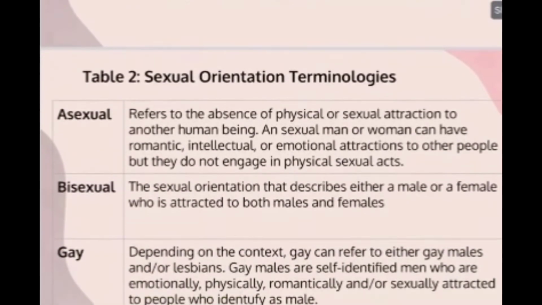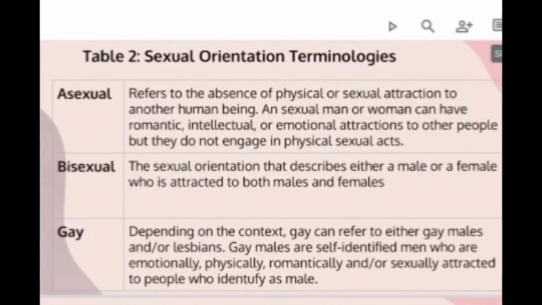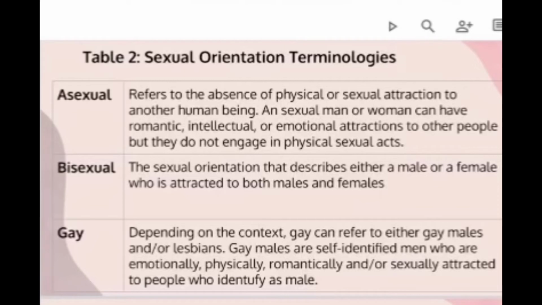And now we have the sexual orientation terminologies. First we have the asexual. Asexual refers to the absence of physical or sexual attraction to another human being. An asexual man or woman can have romantic, intellectual, or emotional attractions to other people, but they do not engage in physical sexual acts. So asexuals are those who are attracted to the opposite gender romantically, intellectually, or just emotionally. Asexuals are not attracted to sexual behavior, and in a particular relationship, no sex is involved at all.